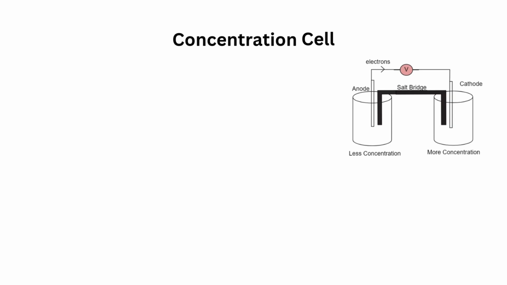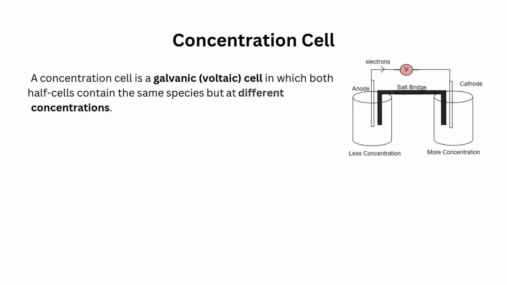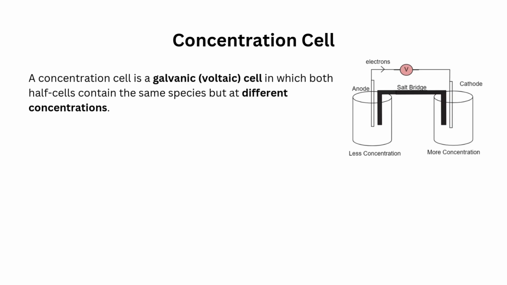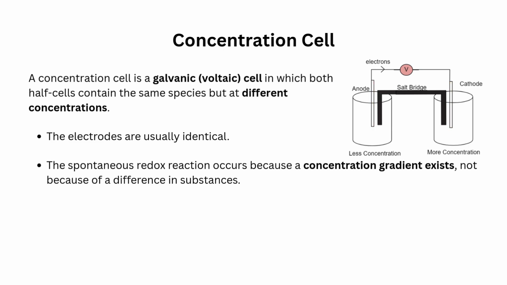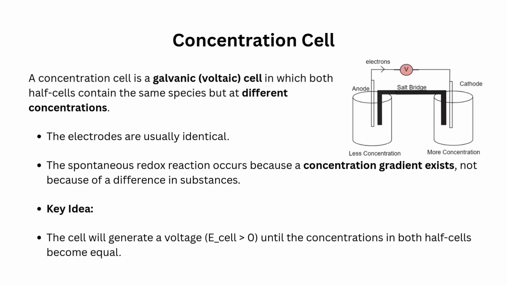What is a concentration cell? A concentration cell is a galvanic voltaic cell in which both half cells contain the same species but at different concentrations. The electrodes are usually identical. The spontaneous redox reaction occurs because a concentration gradient exists, not because of a difference in substances. Key idea: the cell will generate a voltage. The potential of the cell is larger than zero until the concentrations in both half cells become equal.